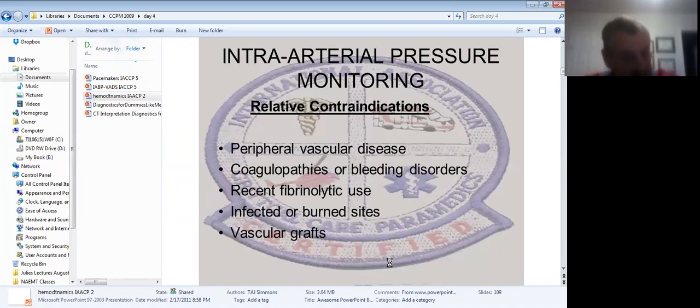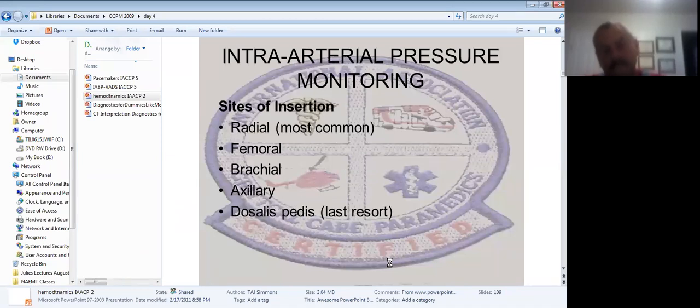There are, of course, some contraindications. Peripheral vascular disease, coagulopathies, or bleeding disorders. Again, if you put an art line in and they exsanguinate and die, that would be bad. Fibrinolytic use, infected or burned sites, or vascular graft sites, all of these are relative contraindications to the insertion of an art line.